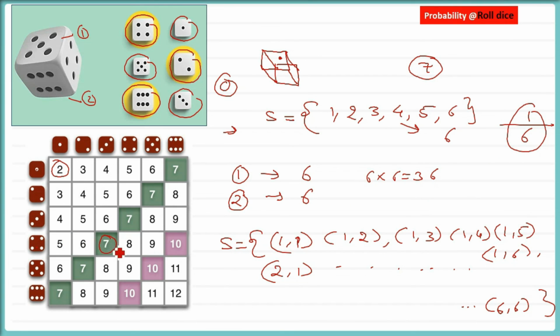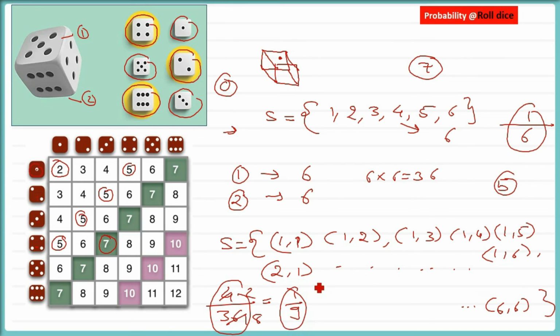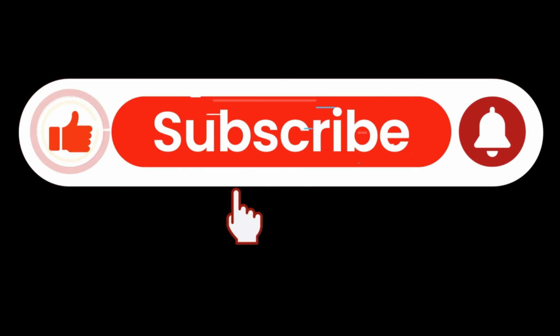But when we roll 2 dice, suppose the question is about a sum of 5 coming. If 5 has to come, 2 and 3 will make 5, 4 and 1 can make 5, 3 and 2, 1 and 4, like this. So the total number of favorable cases is 4 and the total number of cases is 36. When we divide, this will be 1 by 9. This is the probability.